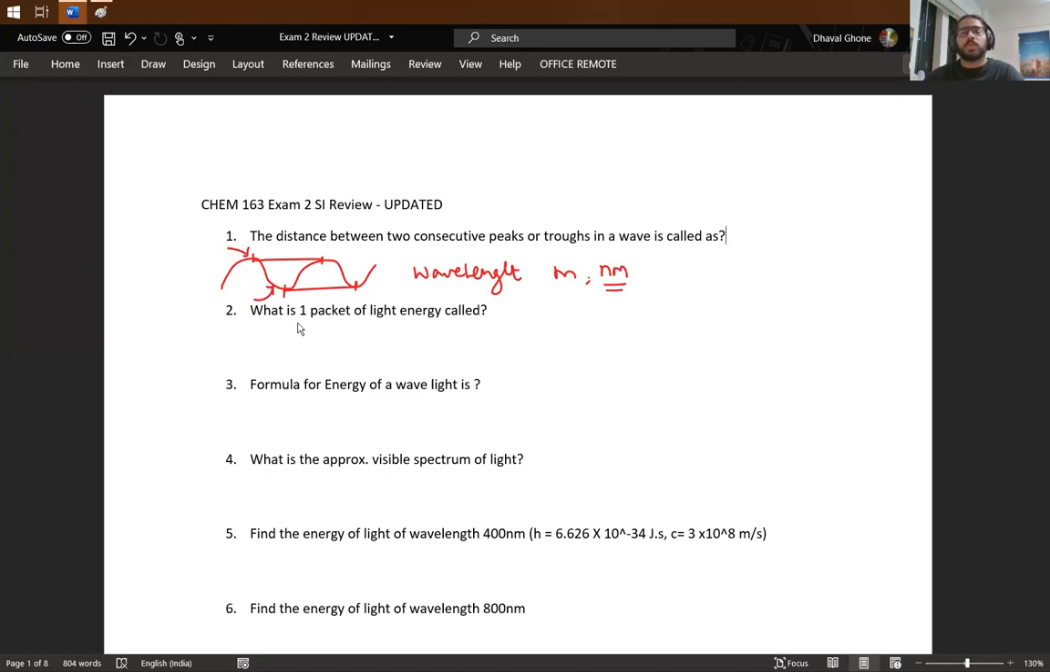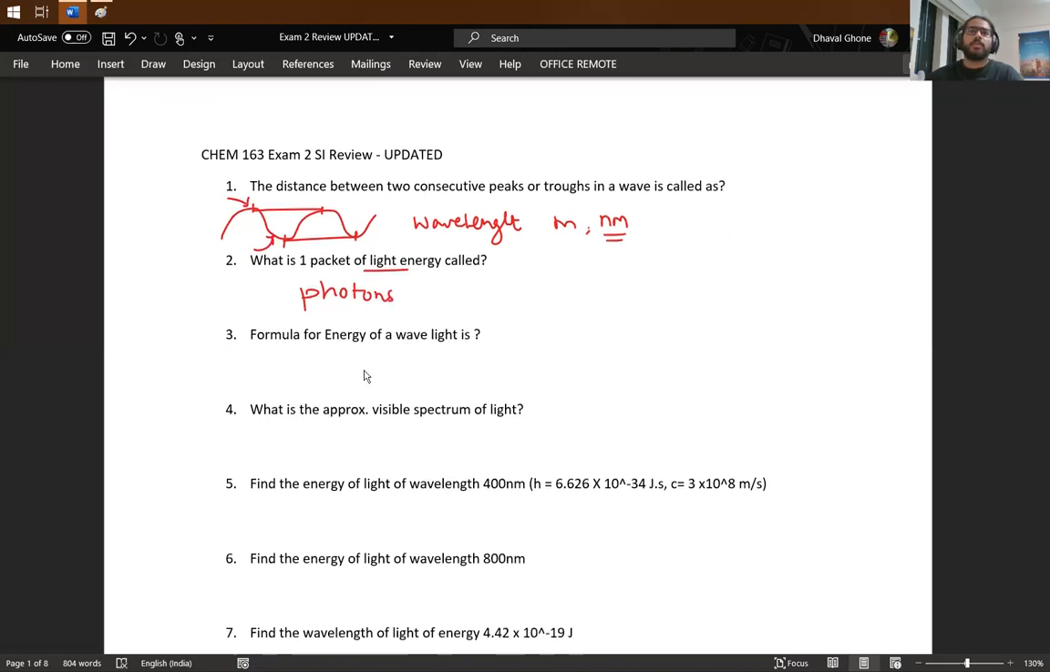Okay. What is one packet of light energy called? If you remember, light is quantized and energy is quantized in general. And so when it's released, it's released as packets. And when it comes to light, they're called photons.